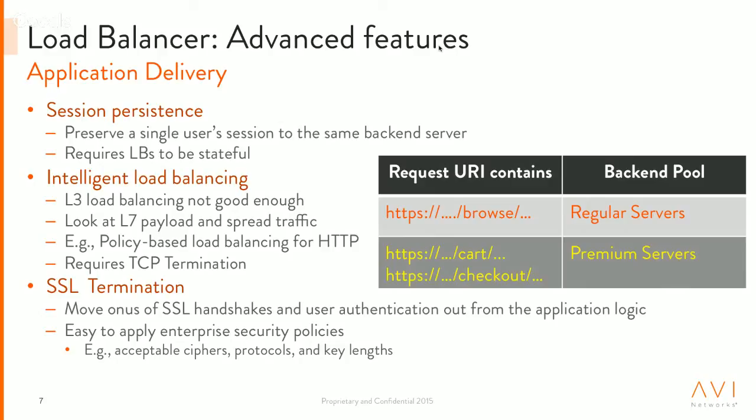The second kind of thing is intelligent load balancing. Here is one example: users come in and are browsing all the items in your catalog. You may want to send them to some low-quality regular servers. But once they hit the cart or checkout, where they're putting in their credit card or going into their account, then you probably want to put them onto your premium VM so that the response times and everything are good. That's a very toy example, but it gives a flavor of the kind of things that start to get added into the load balancer's task.